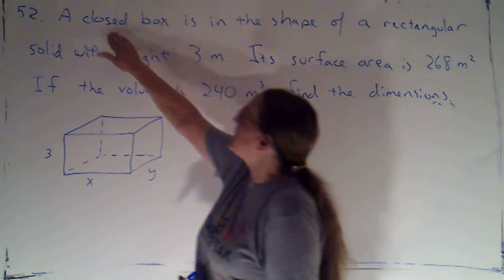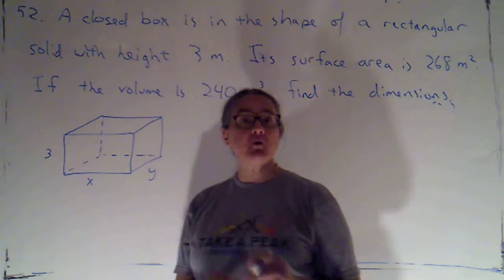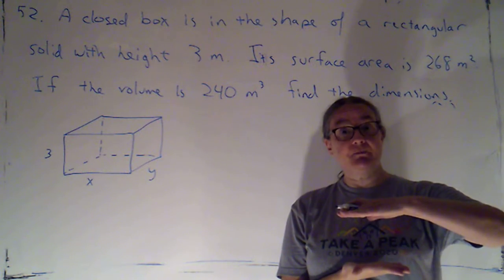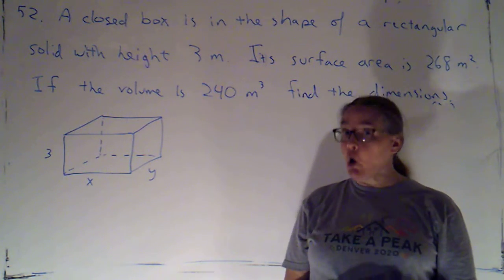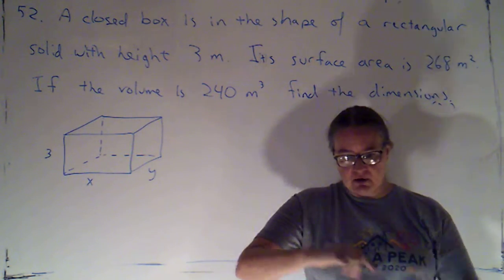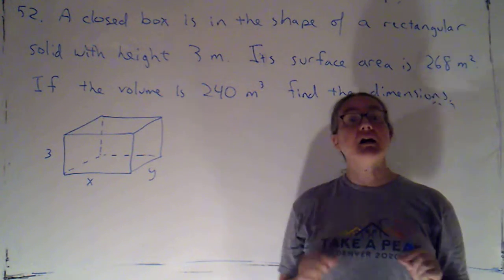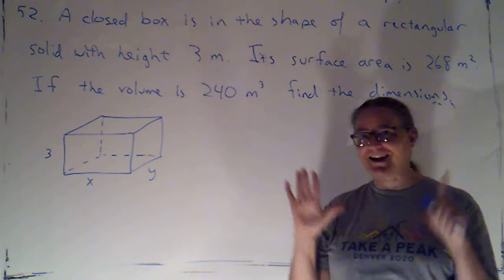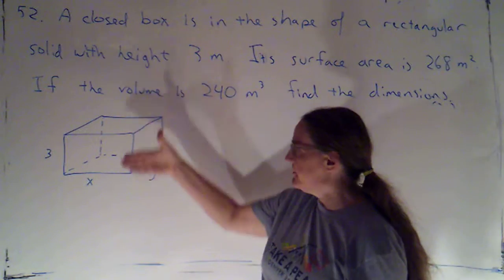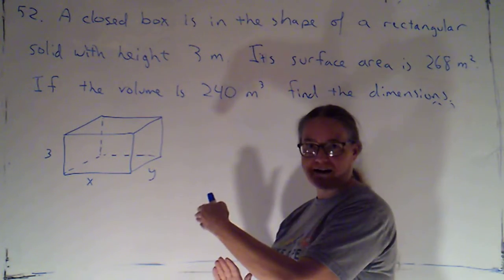So we're told that we have a closed box. If it's closed, that simply means it has a top. Sometimes we'll work with an open box. That would have just a bottom and 4 sides. A closed box has a total of 6 sides because you've got the top and the bottom, front and the back, left and the right.